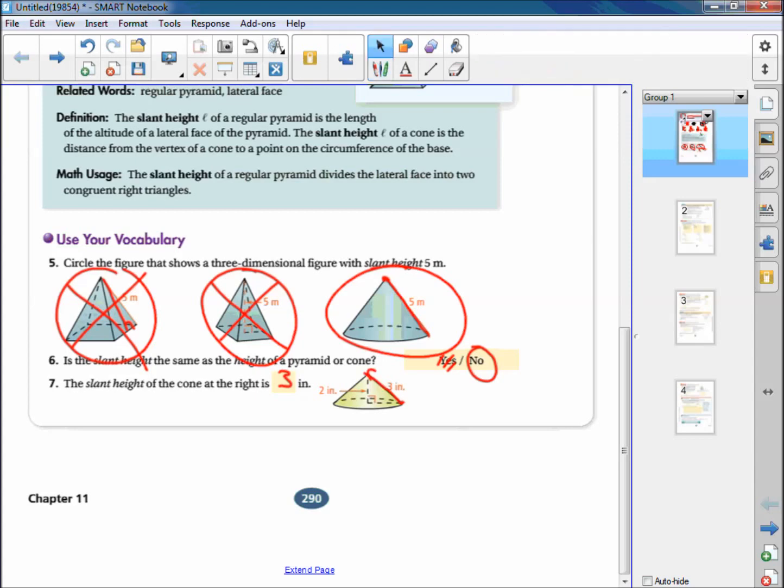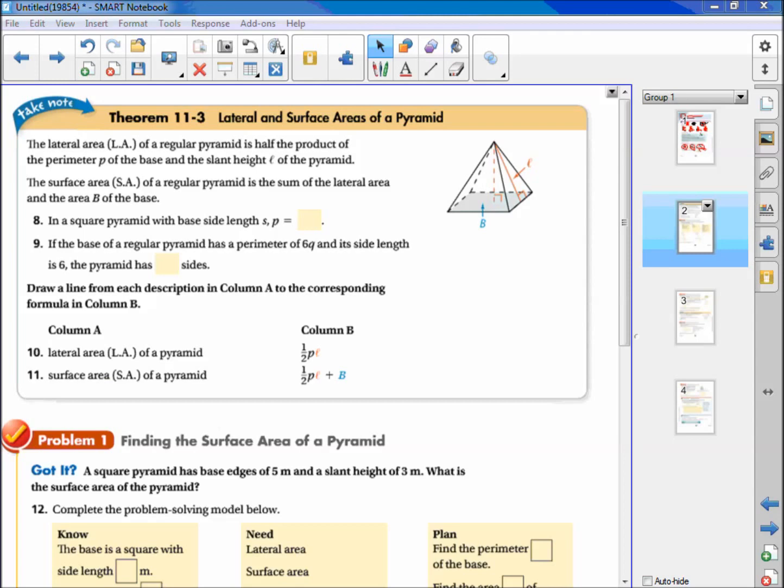On our second page, we have Theorem 11-3, lateral and surface areas of pyramids. The lateral area of a regular pyramid is half the product of the perimeter of the base and the slant height of the pyramid. The surface area of a regular pyramid is the sum of the lateral area and the area B of the base. In a square pyramid with a base side length S, the perimeter is going to be 4 times S.